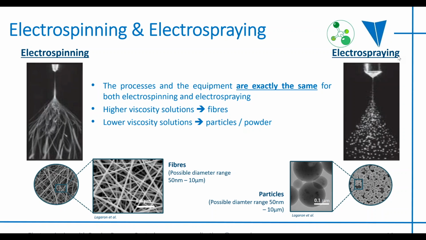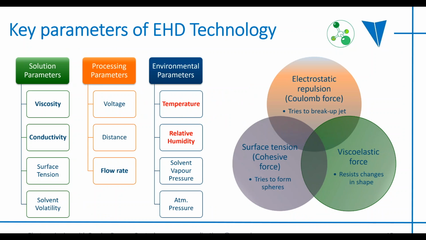A lower viscosity solution, which doesn't have the same entanglement within the solution as it's spinning, means that the solution is able to break up into droplets, and those droplets break up further into smaller and smaller droplets, and you end up creating nanoparticles. And in both cases, the range of diameters is well controlled, somewhere between about 50 nanometers and several microns, with a typical range for fibers being in the hundreds of nanometer diameter range.